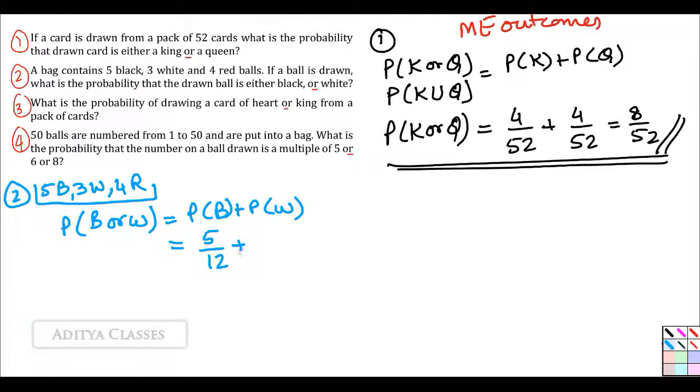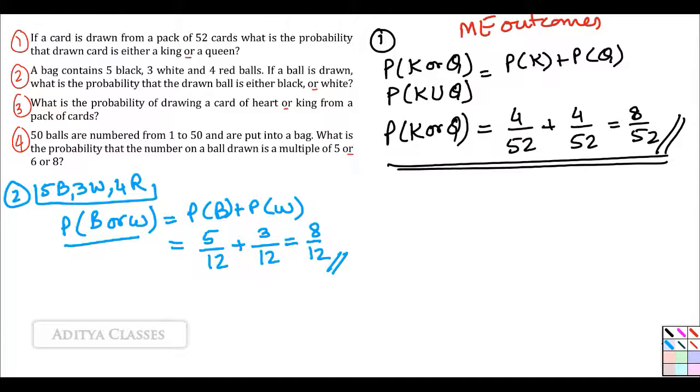Or being indicated by plus, addition rule, white. What is the probability of white? There are 12 balls of which 3 are white. So probability will be 3 by 12, making it a total of 8 by 12. So probability of black or white is 8 by 12. This was our second question.